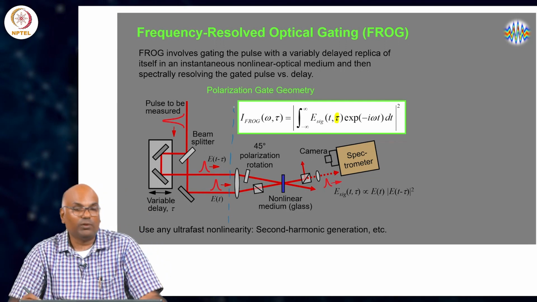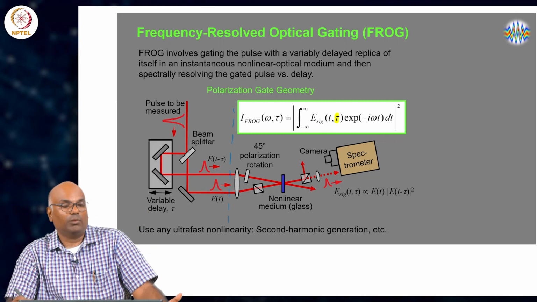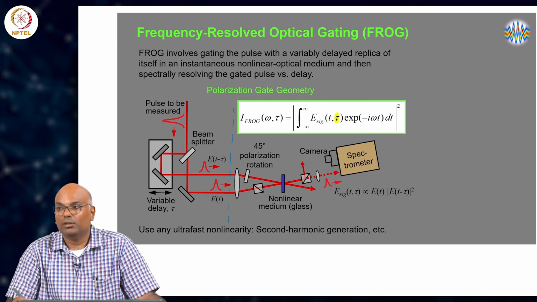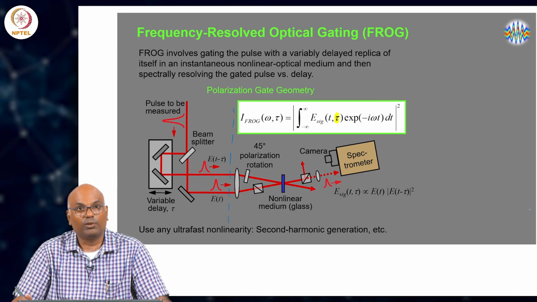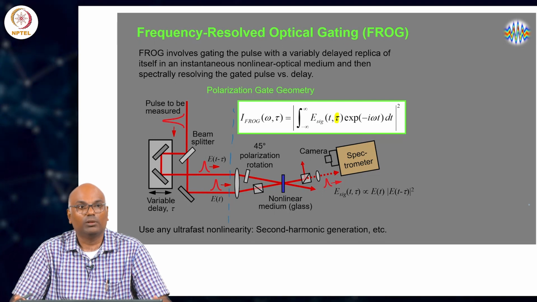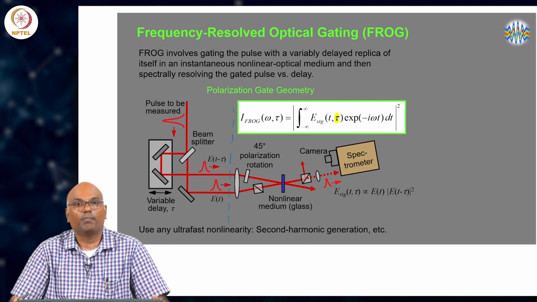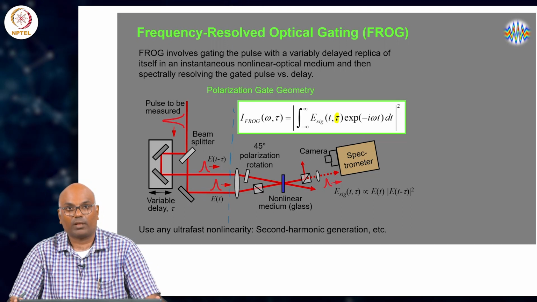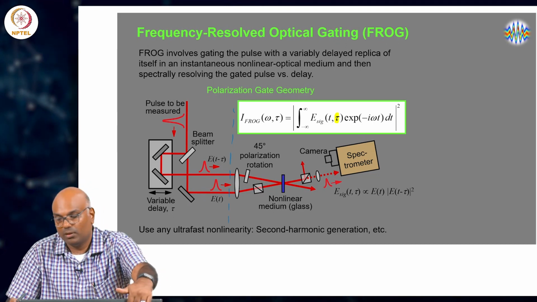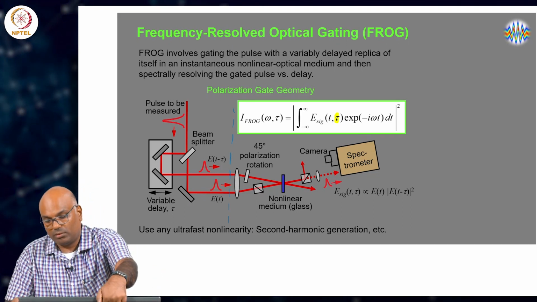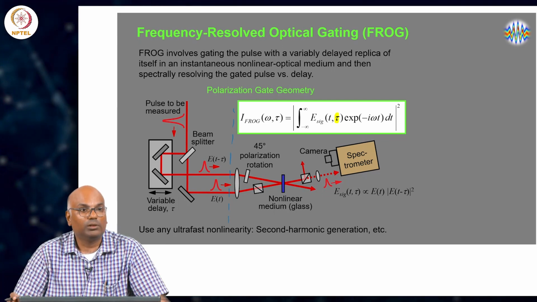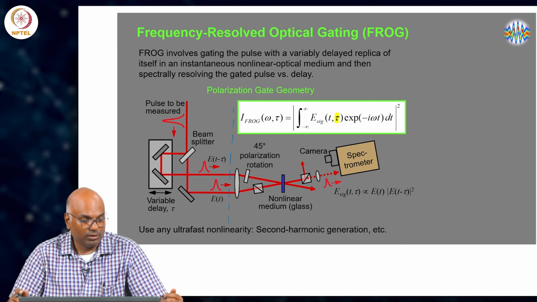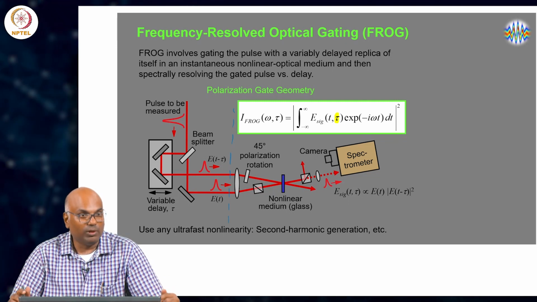the first part of the setup is identical to the Michelson arrangement we had earlier. A beam comes, splits through a beam splitter, and goes through a delay stage and overlaps with itself.